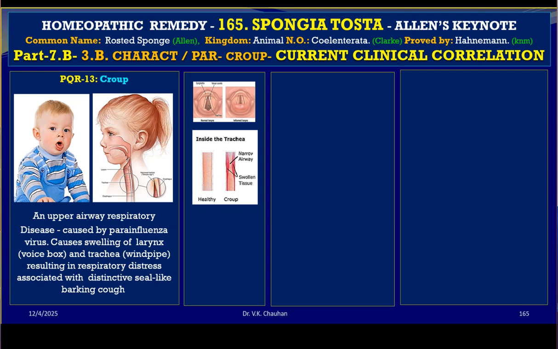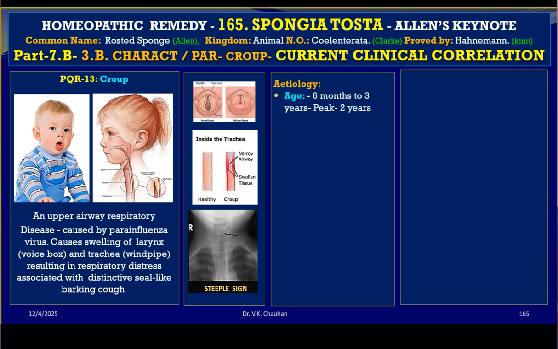And inside the trachea, you can see there is a mucous membrane with a lot of swelling, so it causes a stenosis, and it is the cause of a typical cough in the kids group. This is a radiological feature we can find here, and this airway stenosis area shown here is known as the steeple sign. Friends, the etiology of croup again: the age is 6 months to 3 years, and peak age is 2 years.